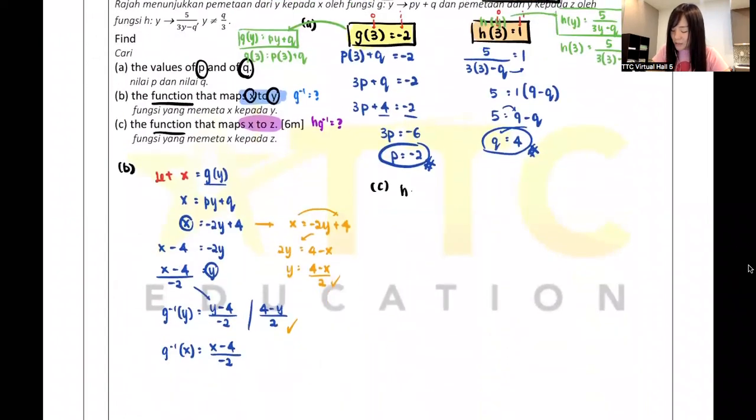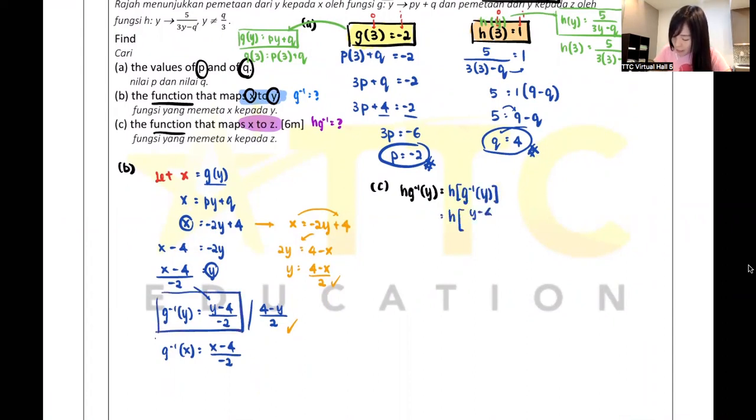So isn't it this question they want to find HG inverse y? So you see, imagine you write the name wrongly. Even if you know how to do composite function, it's no use. You also don't get the marks because you're wrong. So it's very important to understand how to write the name out. Okay, so guys, HG inverse y. So G inverse y, just now I got it.